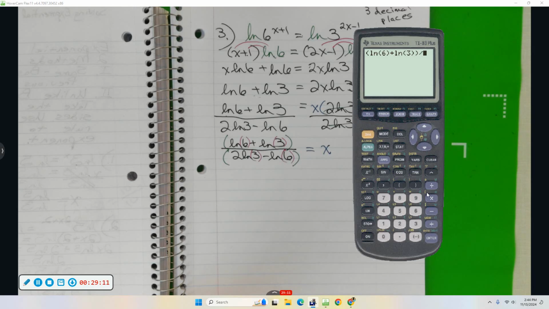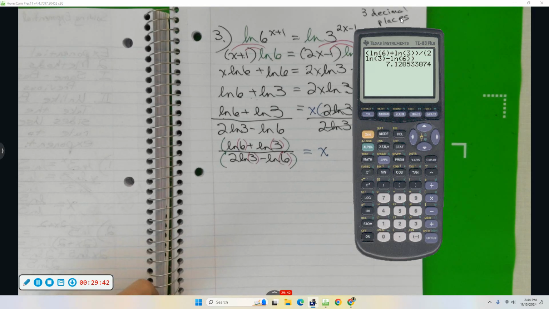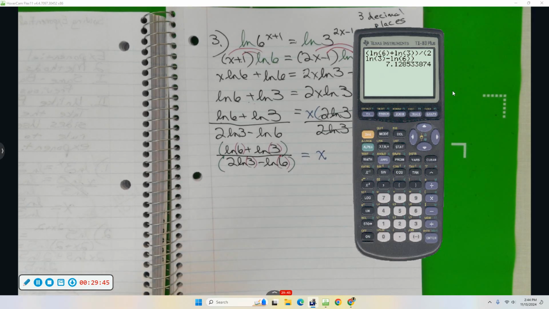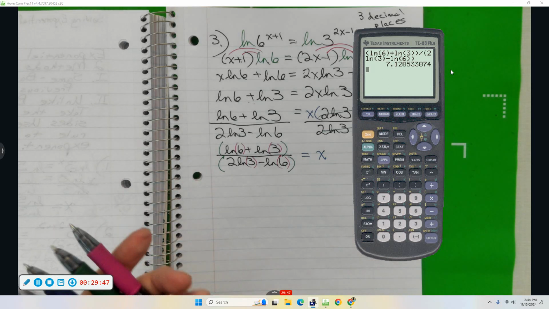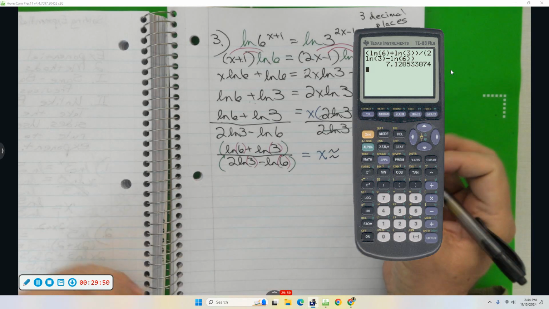Divided by, now I have to type the denominator. Left parenthesis, 2 ln, we have a 3. Notice it opened the parenthesis, so I have to close it. Minus ln 6, close the 6, close the denominator. Any questions on how we've punched this in? Equals, and they want it rounded to 3 decimal places. 3 decimal places, so that would be, I'll put the little wavy equal sign.